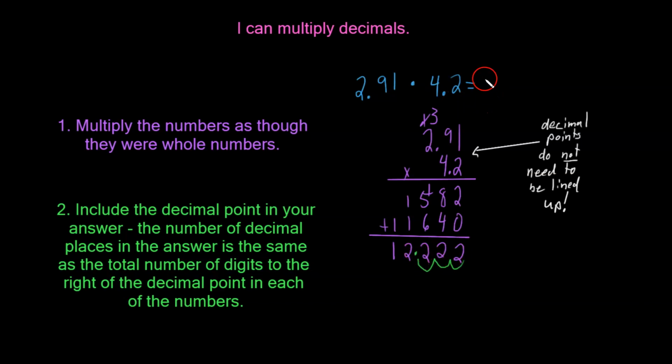So our answer is going to be 12.222. There's going to be 3 decimal places because there was a total of 3 decimal places in the 2 numbers we were multiplying together. So if you just follow those 2 steps, it is just like multiplying integers like we've been doing for a while now. I hope by now and with a little bit of practice you can say I can multiply decimals.